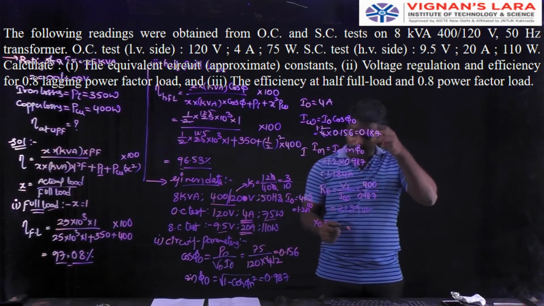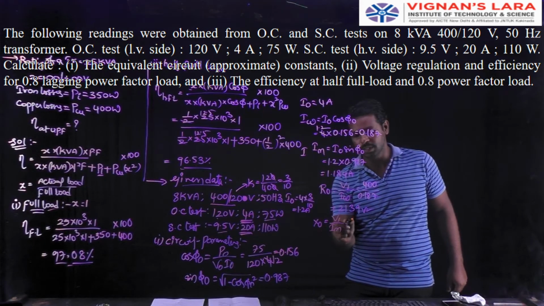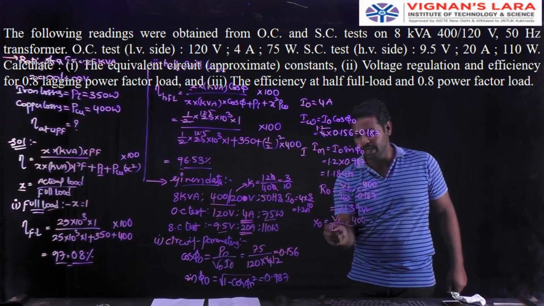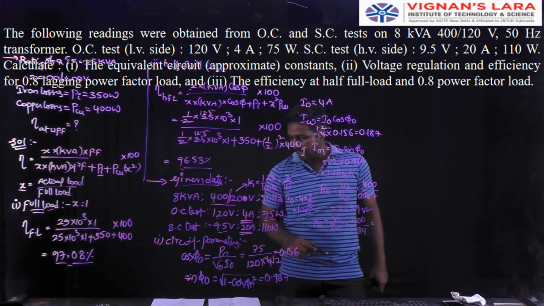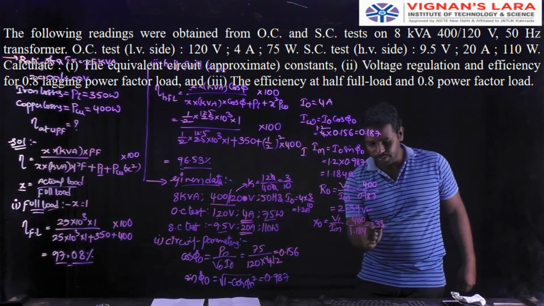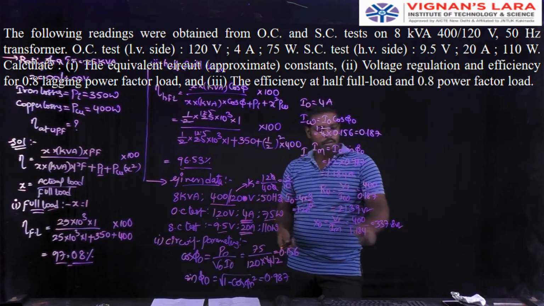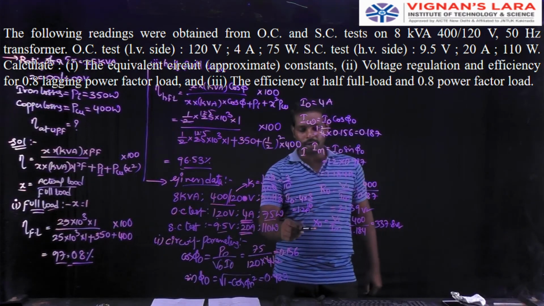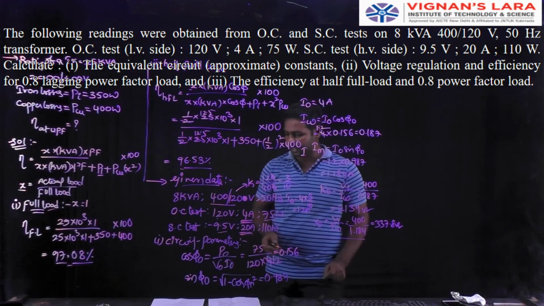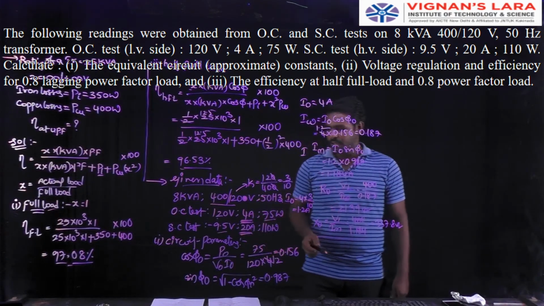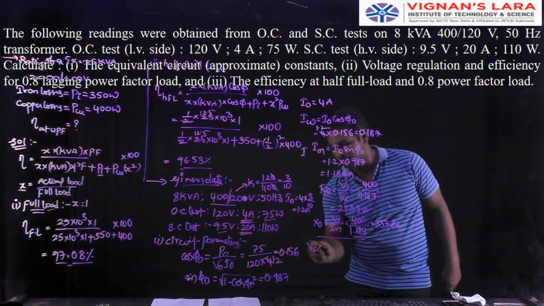X naught is equal to V1 divided by IM, which is 400 divided by 1.184, equal to 337.8 ohms. So R naught and X naught values are calculated from the open circuit test. Then, by using the short circuit test, VSC is equal to 9.5 volts.